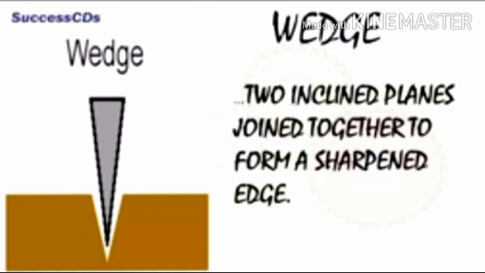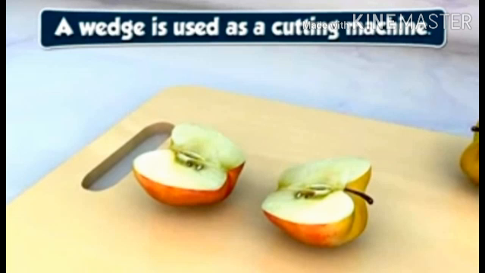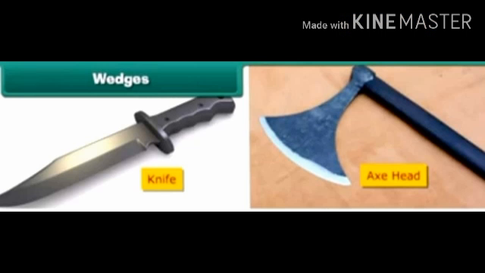In simpler words, we can say a wedge is nothing but two inclined planes joined together to form a sharpened edge. A wedge is used as a cutting machine. Knife and axe are the examples of the wedge.